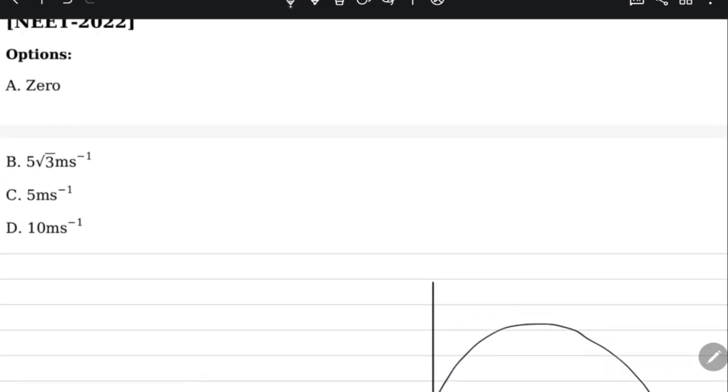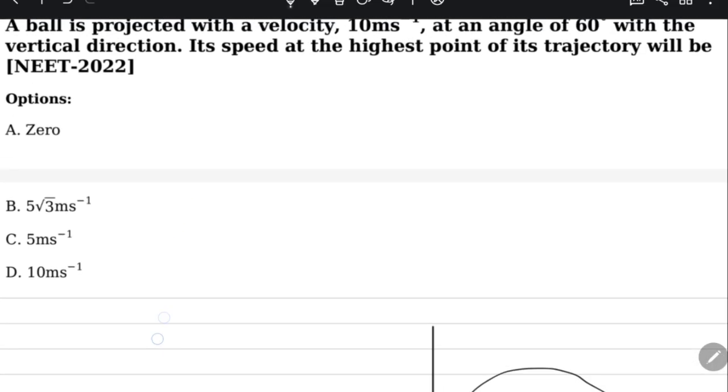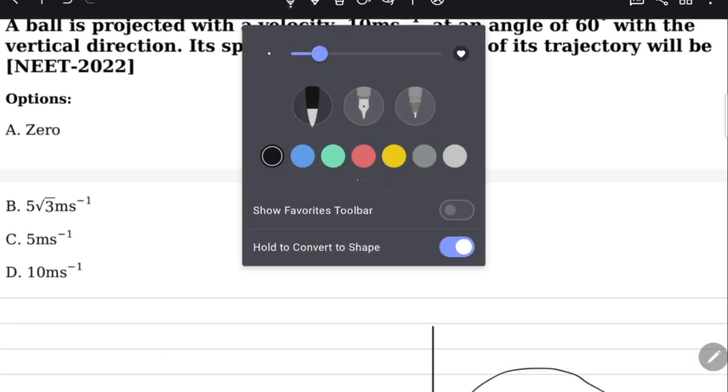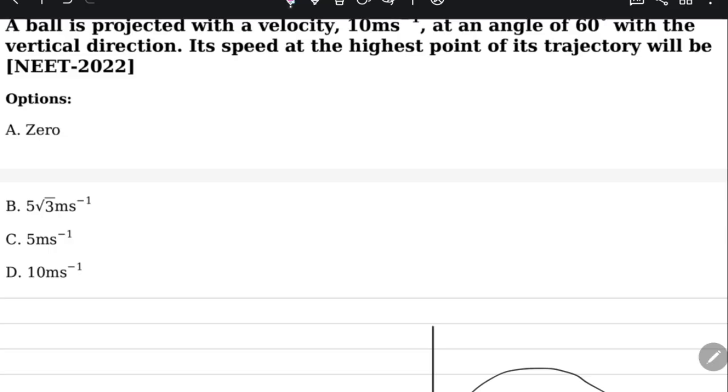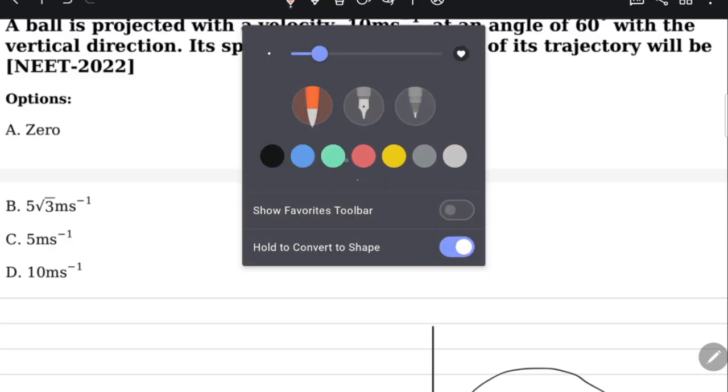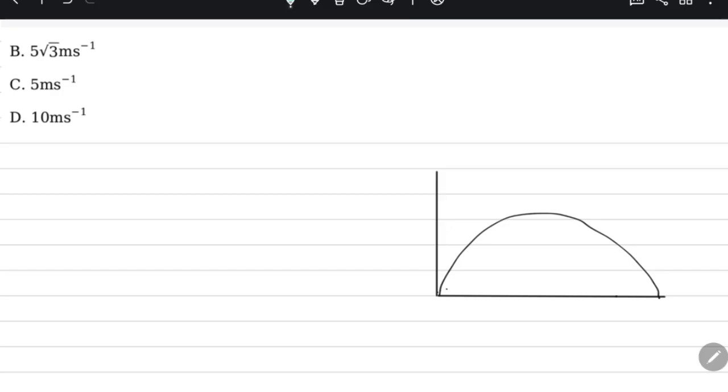If I write the question in this question: a ball is projected at 10 meters per second.